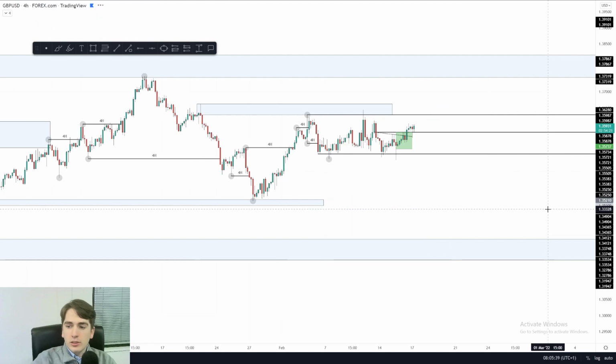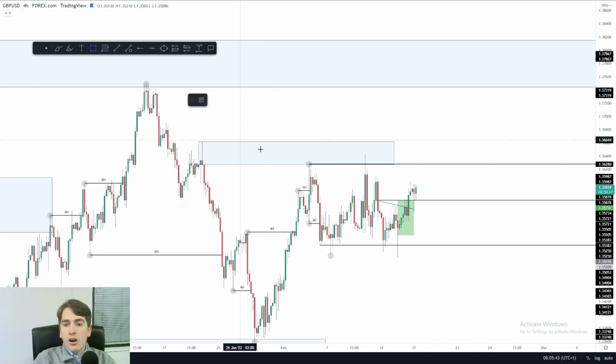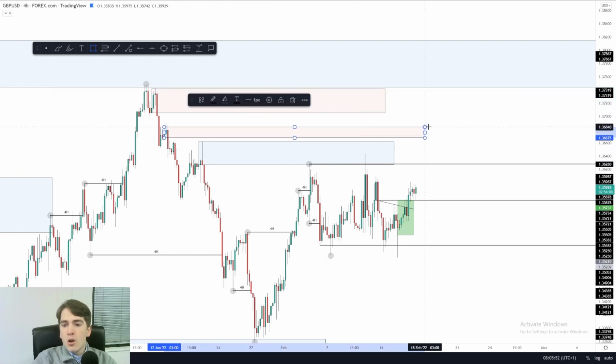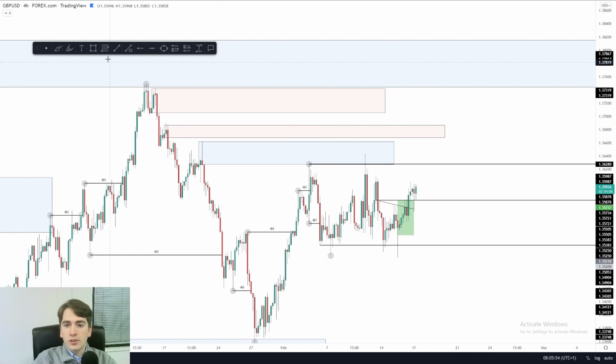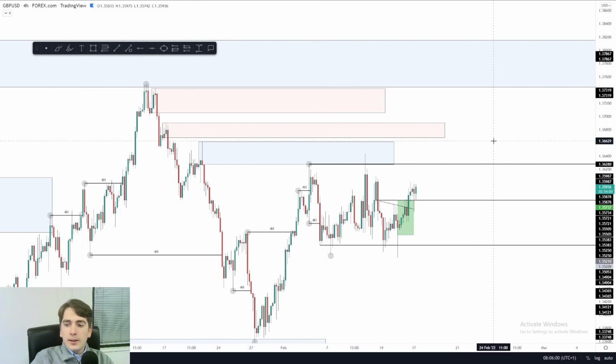For the time being, I'm just going to be staying out of pound dollar until we, let's say, hit higher areas of supply, because this area of supply isn't fresh anymore. That's why I'm going to be keeping my eyes out, for instance, for this fresh area of supply, or this fresh area of supply, these bullish candles before the sell. So yeah, that's pound dollar.